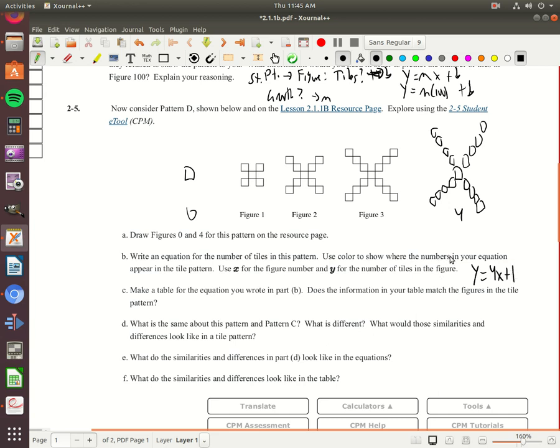Use color to show where the numbers in your equation appear in the tile. So I guess what I'll say is, let's change this one to plus 1 in green, and here's where the 1 comes from. And we'll change this to this color. Oh, that didn't go well. Change this to this color, and we'll say that this is where the 4 comes from, because I'm adding 4 each time. So that's where the numbers are going to come from.